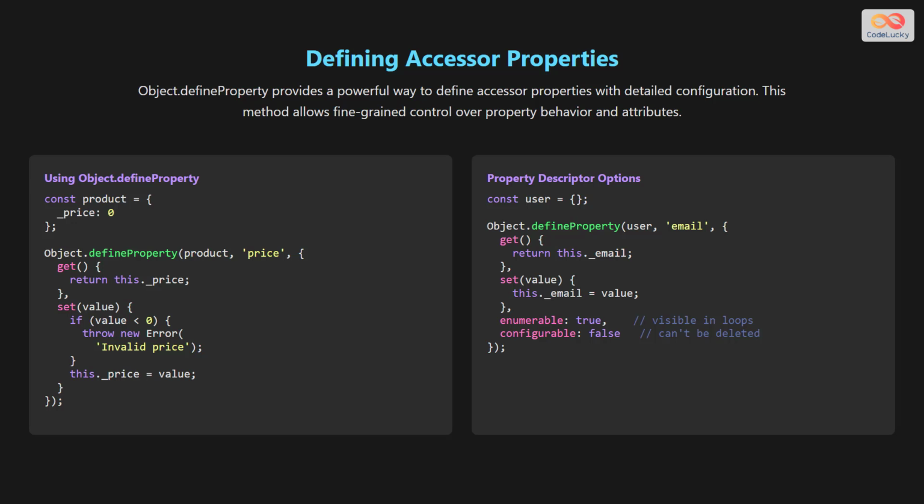Now let's look at some property descriptor options. These options provide more control over how a property behaves. Here we define a getter and setter for an email property. Also, we set the enumerable property to true, which makes it visible in loops, and configurable to false, which prevents it from being deleted.